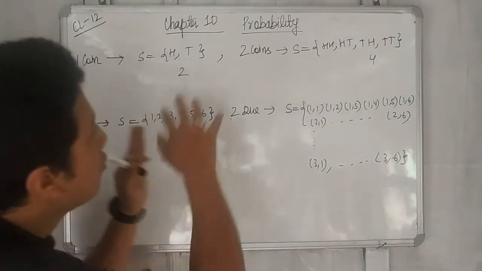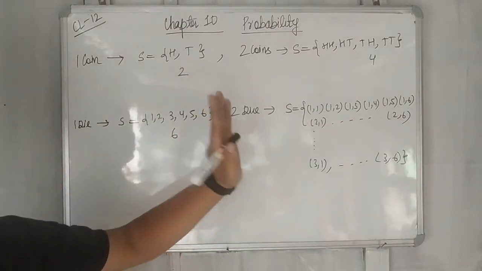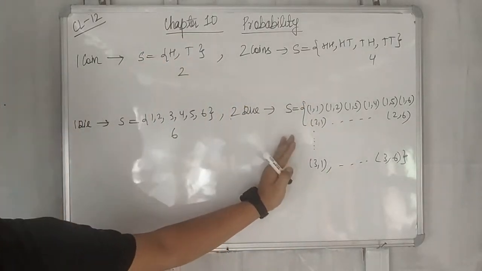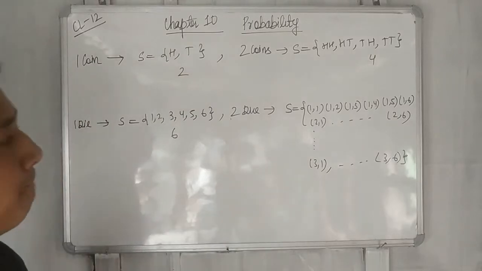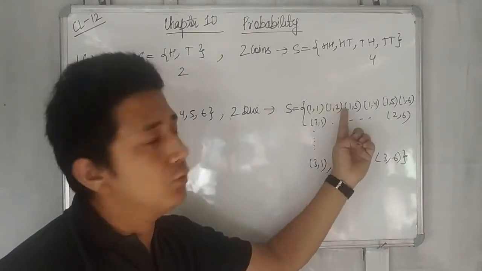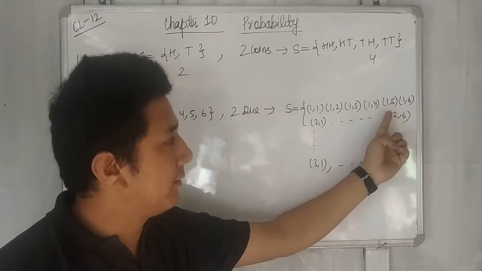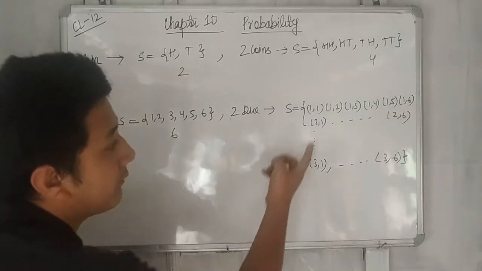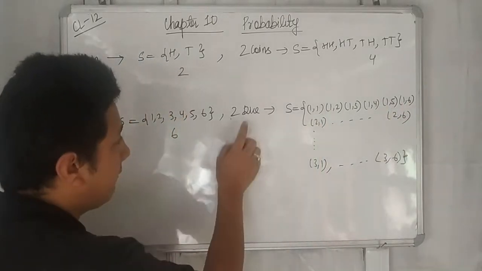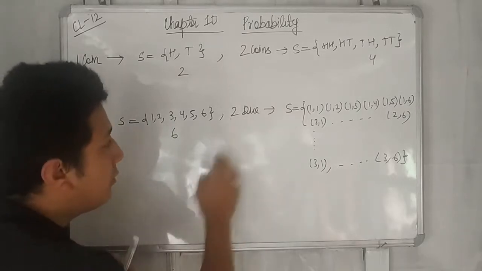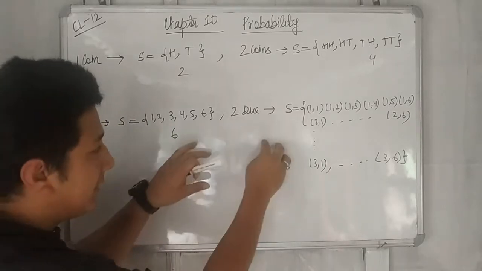Those of you who don't know these things properly, please make a note of it, because we have to know this to do this chapter. 1, 1, 1, 2, 1, 3, 1, 4, 1, 5, 1, 6. Now if you are still confused why 1, 1, see, I am rolling 2 dice at a time. One die is there, the other die is also there.